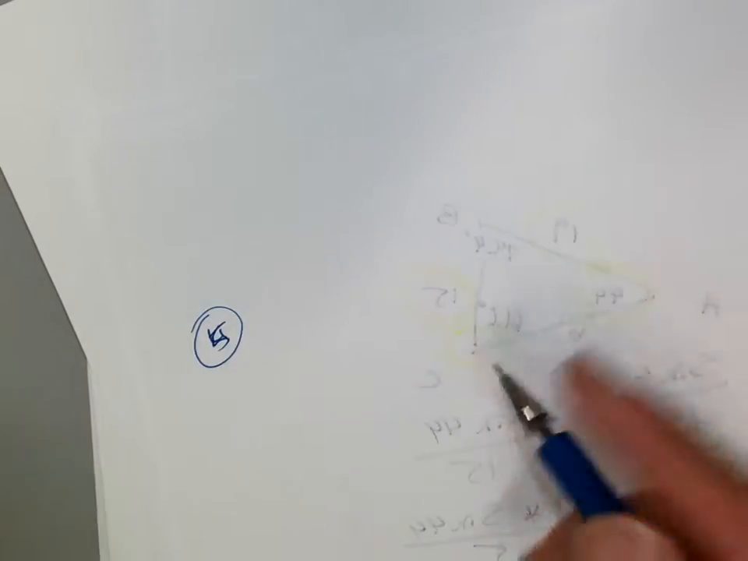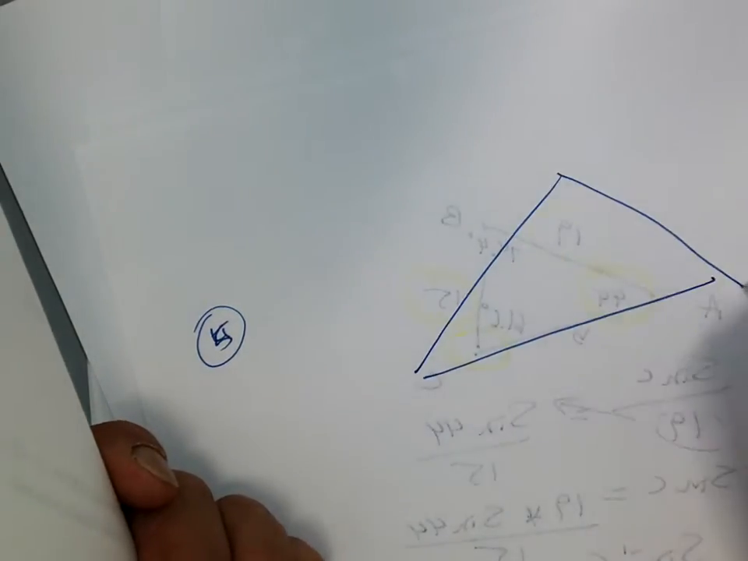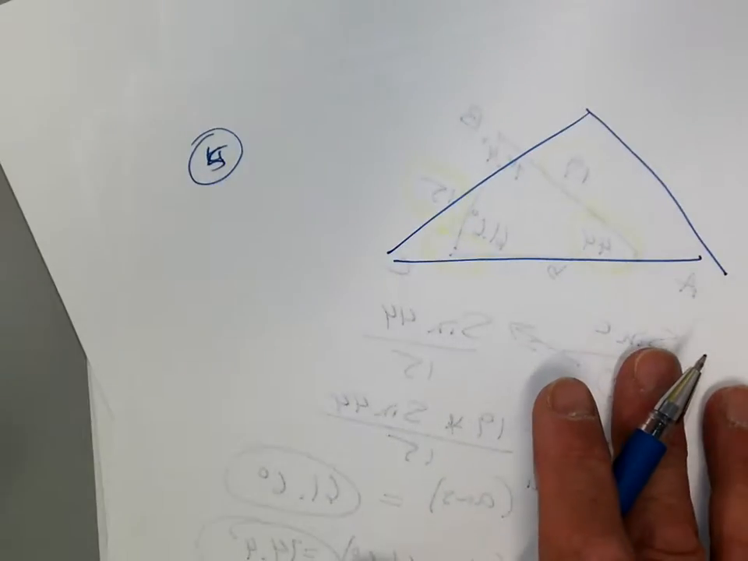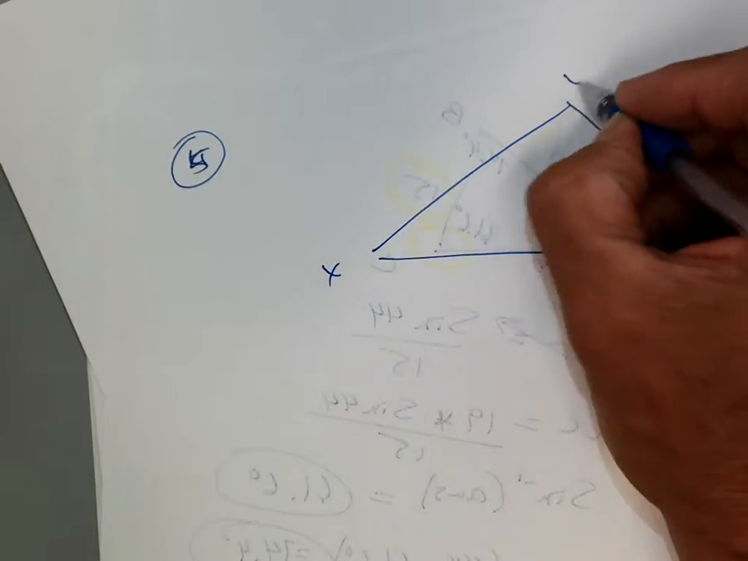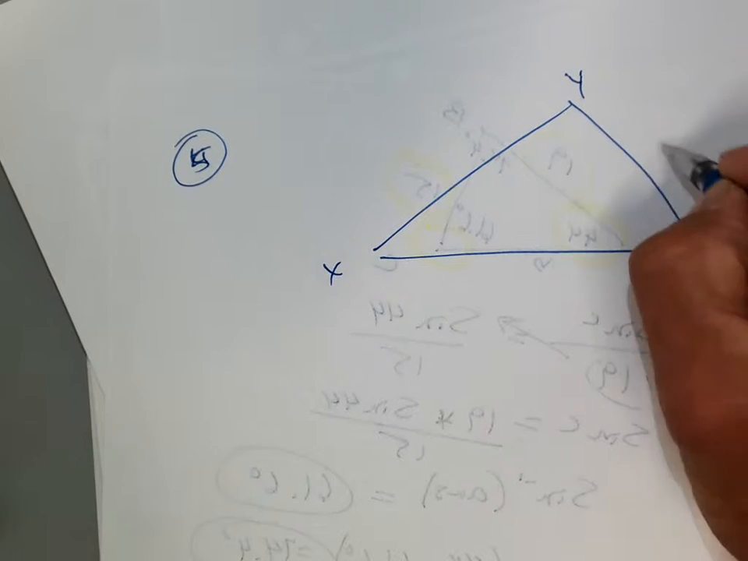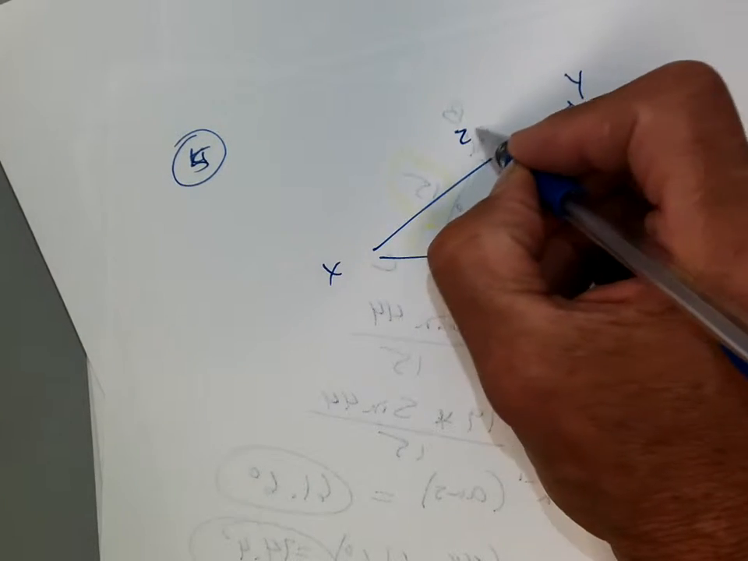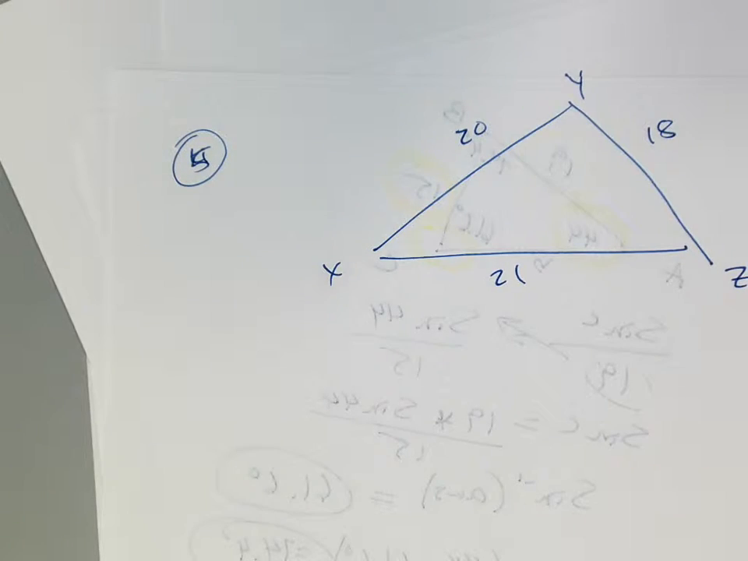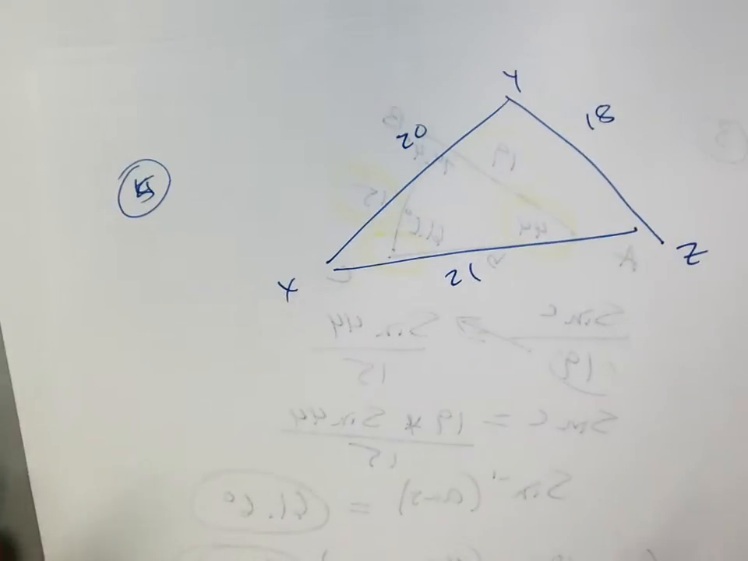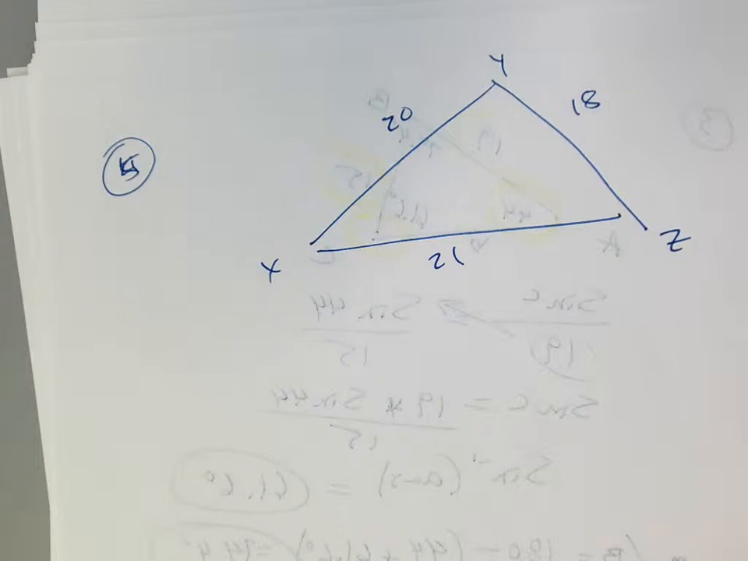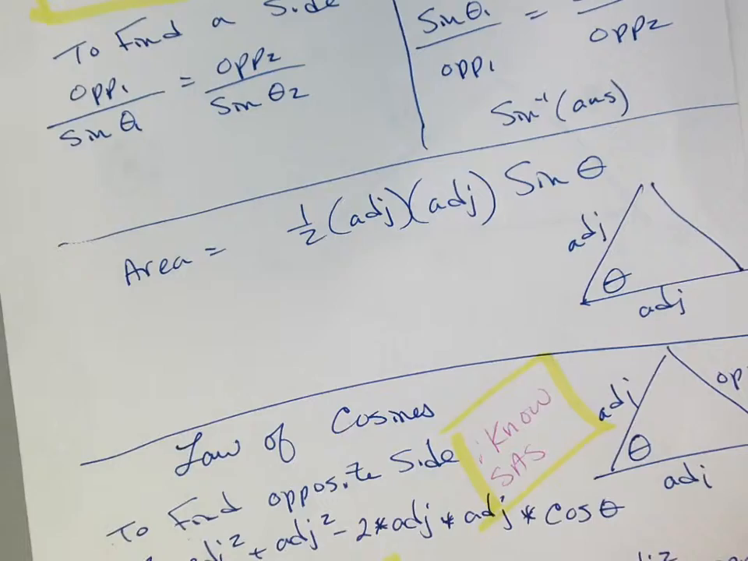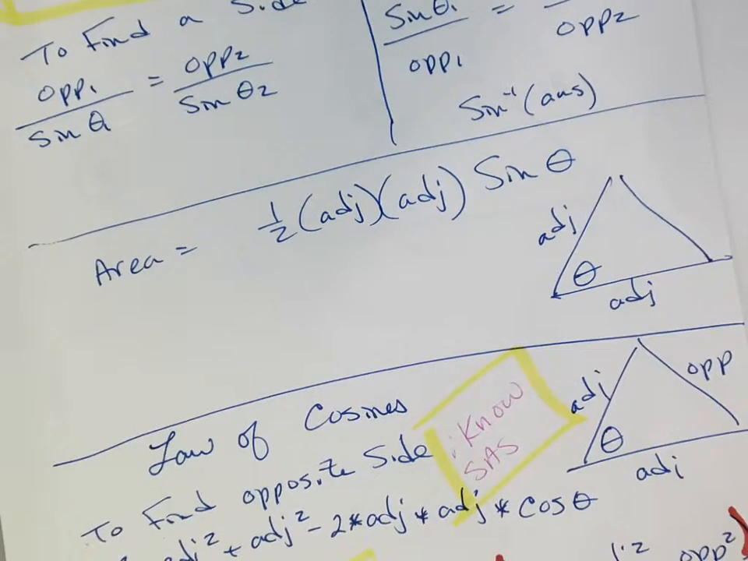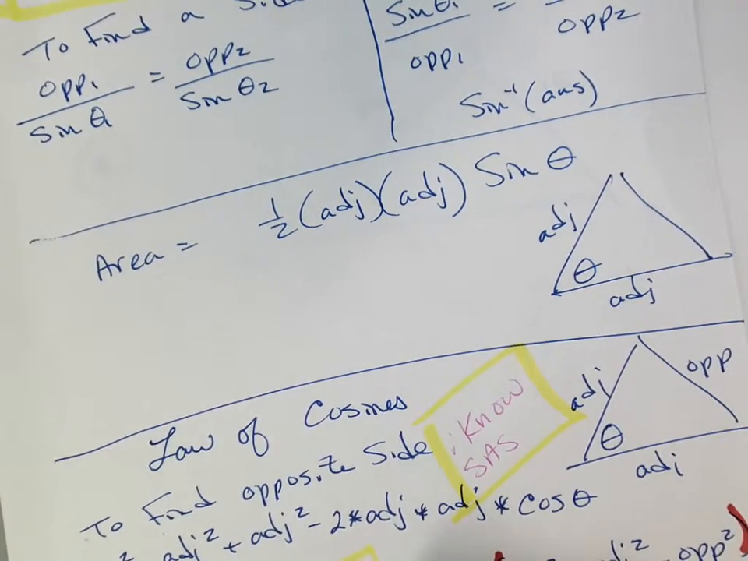Okay, number 5. And I've got X, Y, Z, 18, 20, and 21. Okay, now, what do you know? Side, side, side, right? So what do you want to find? I got side, side, side. What do we want to find? An angle. An opposite angle.